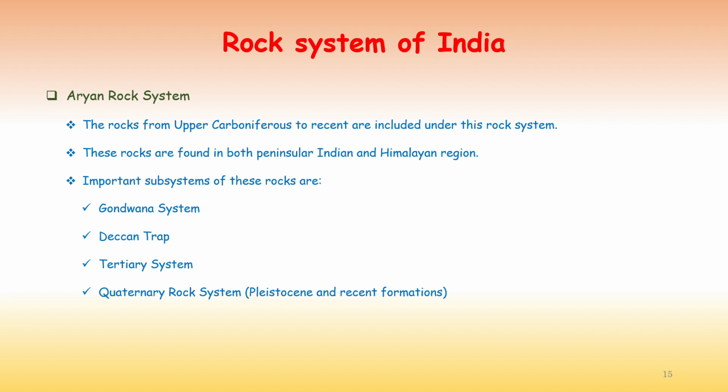The Aryan rock system is a rock system in India that includes rocks from the upper Carboniferous period to the present day. These rocks are found in both the Himalayan and the peninsular region of India. The Aryan rock system is further classified as the Gondwana system, Deccan Trap, Tertiary system and recent formation from the Quaternary period.